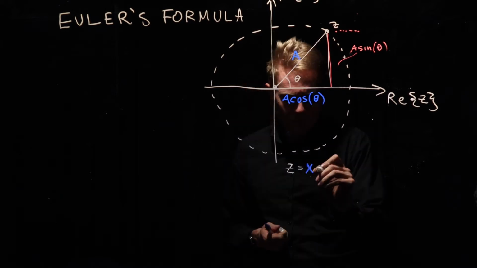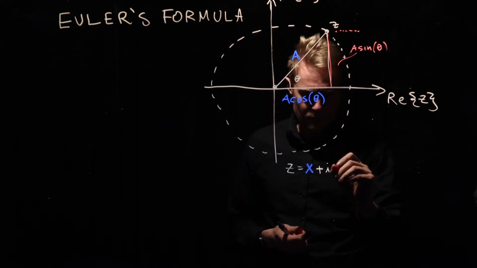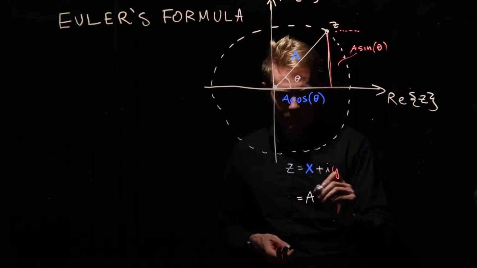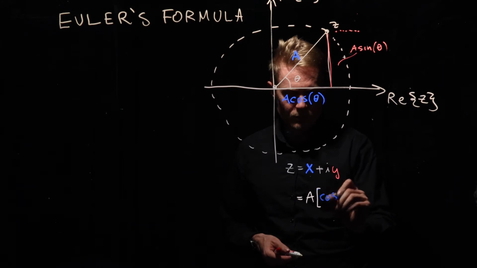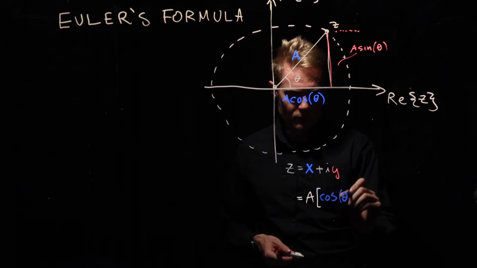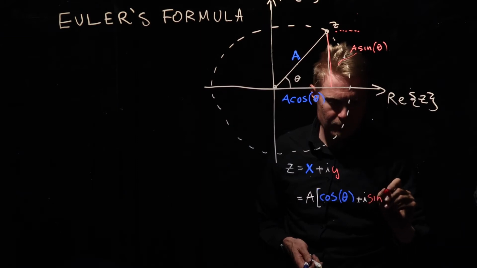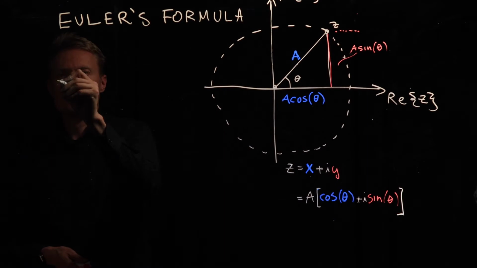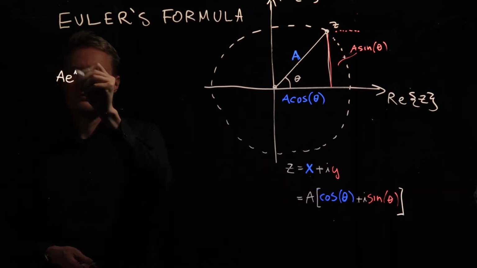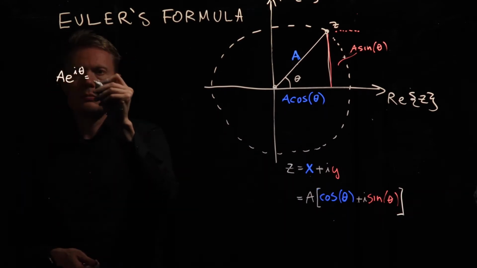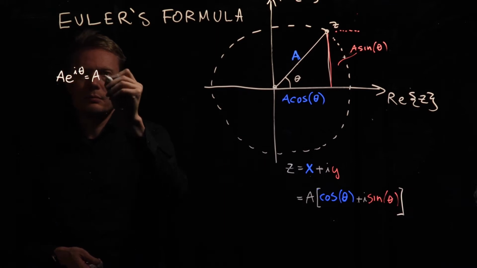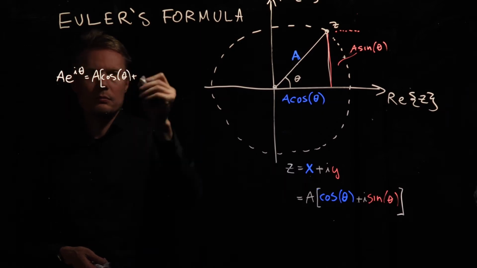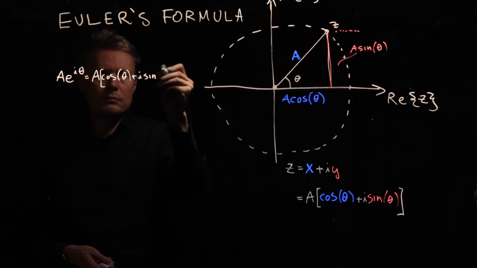So a complex number z has a real component x and an imaginary component y, and in polar form we can relate them to a cosine of theta and a sine of theta. So here comes Euler's formula. A times e to the power of i times theta is the same as a times cosine theta plus a times i times sine of theta.